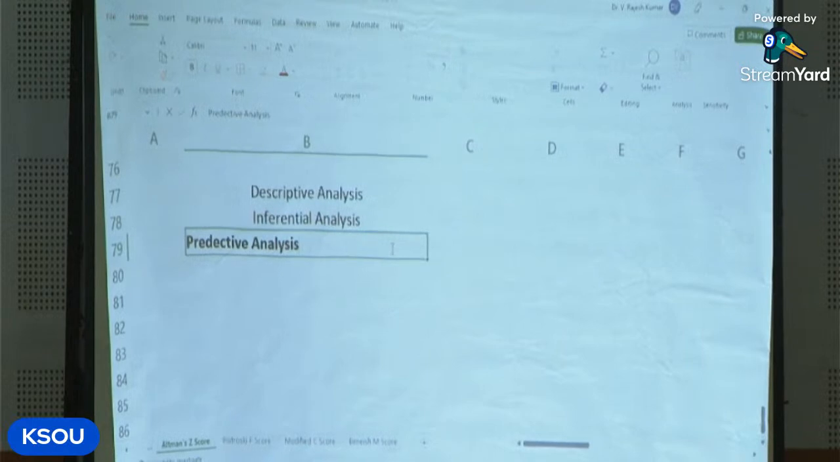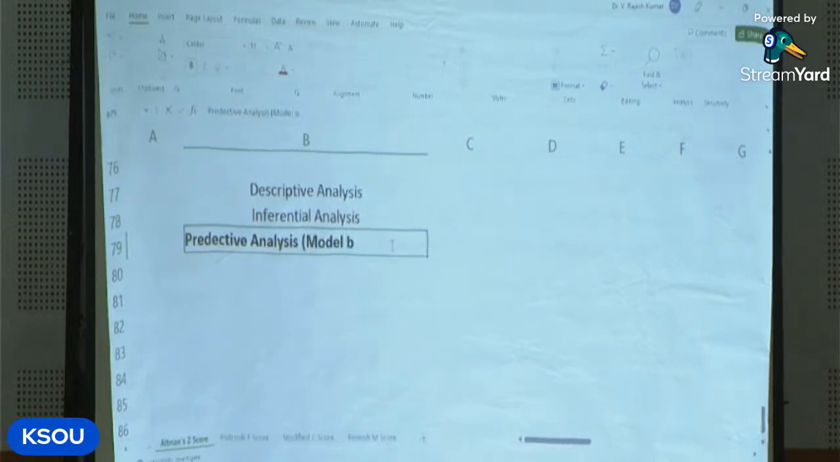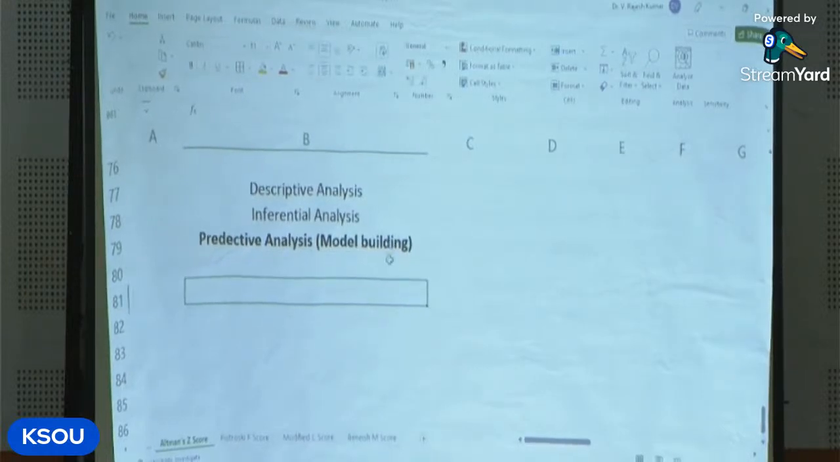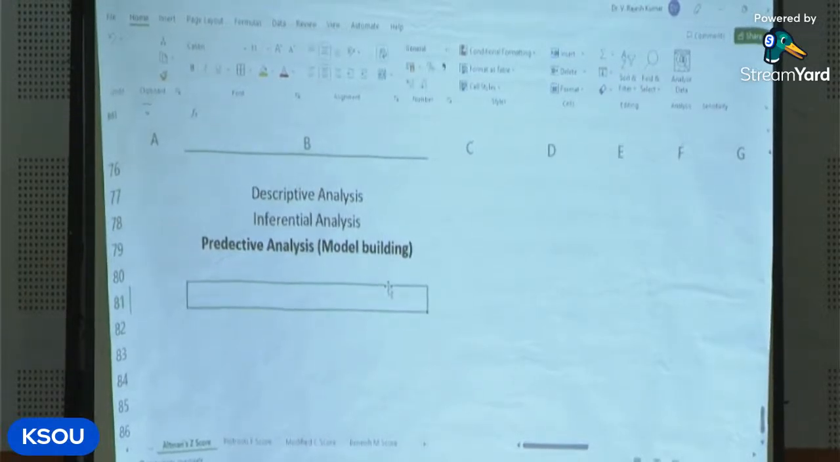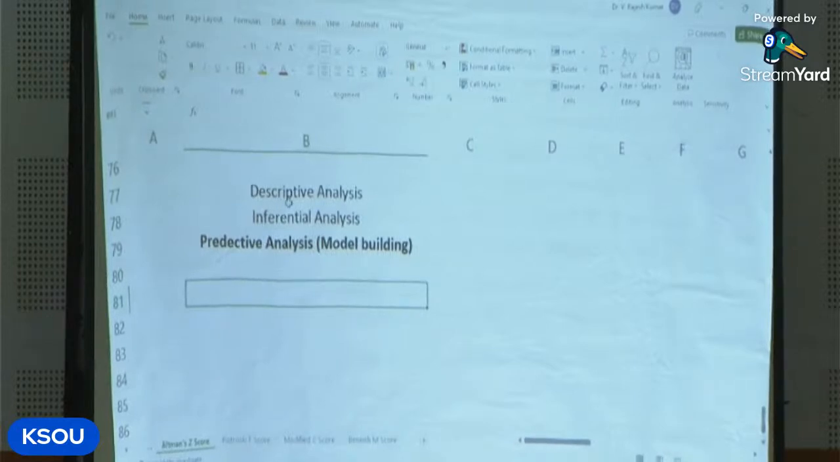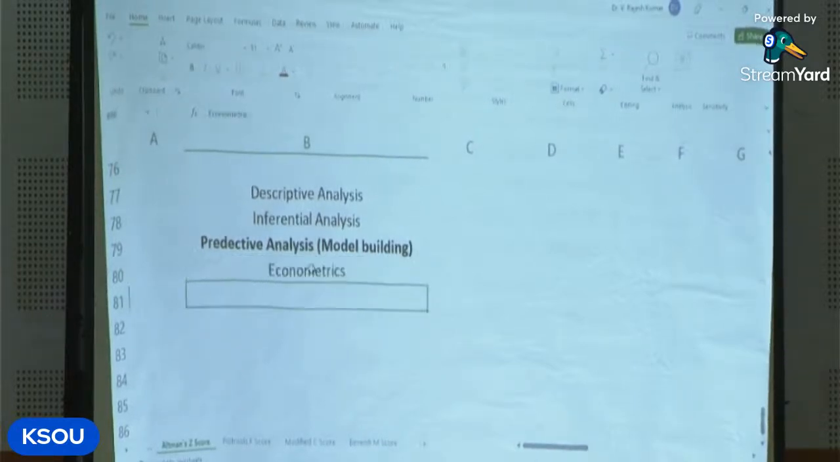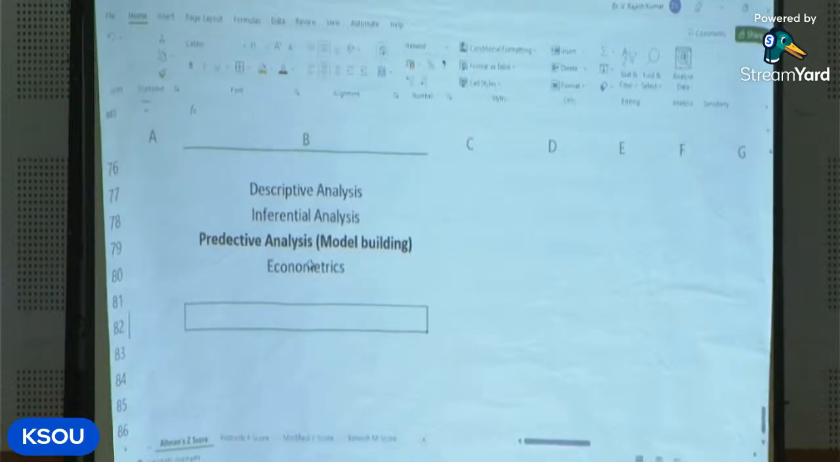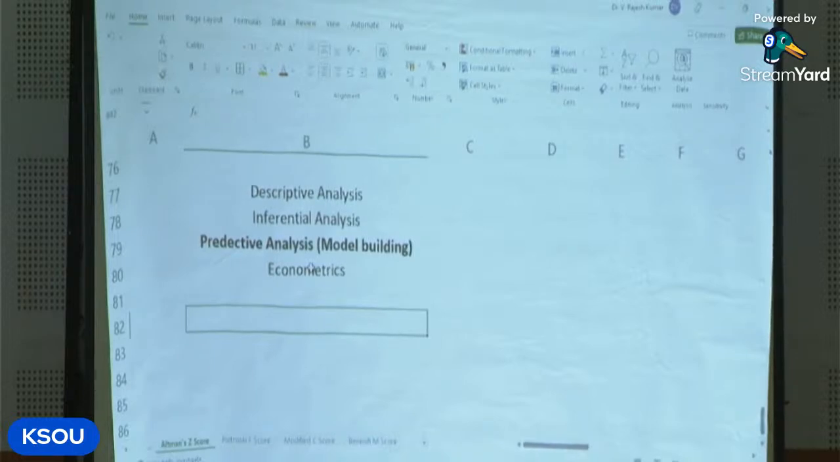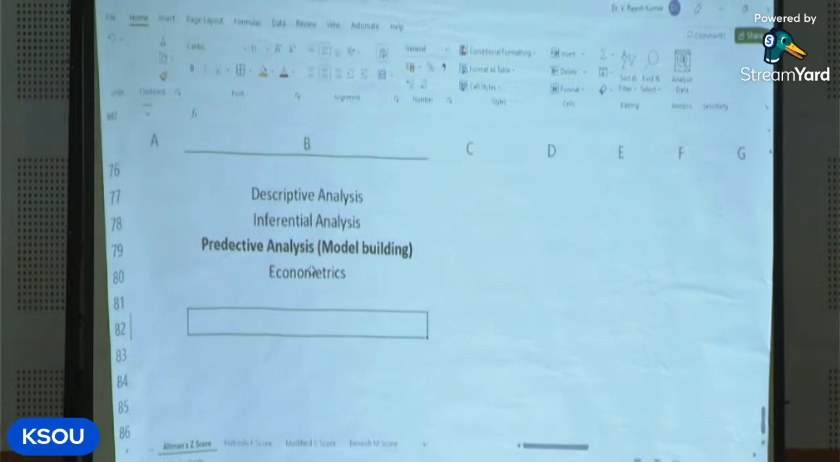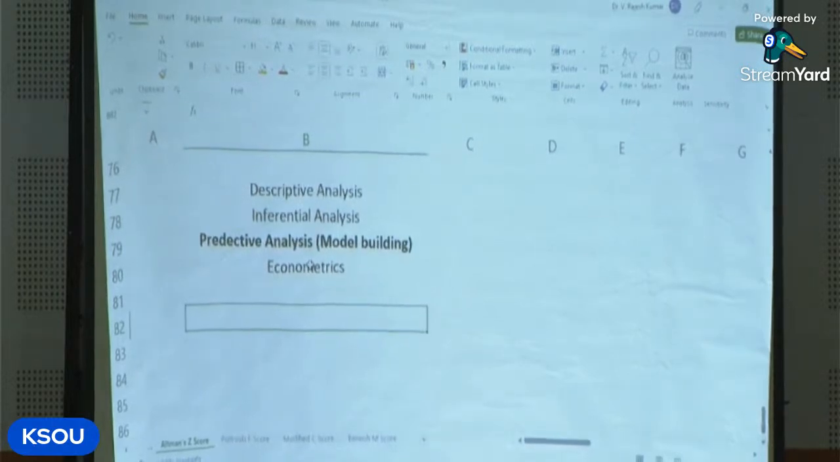This predictive analysis is all about building models for prediction. To build a model for prediction, this can be done with the help of something called econometrics. Those into research, please get used to all this. Particularly accounting and finance research is meaningful only when you can build models. So, how and what is this econometrics?